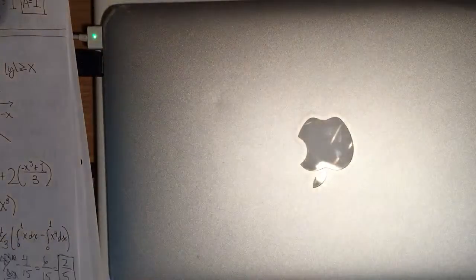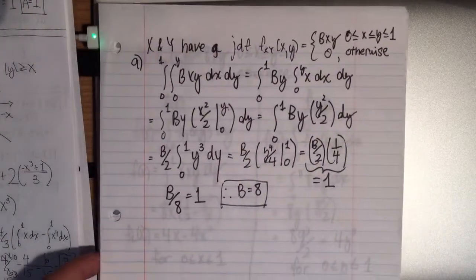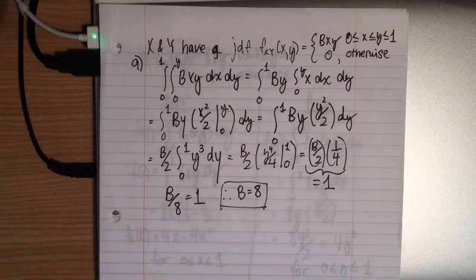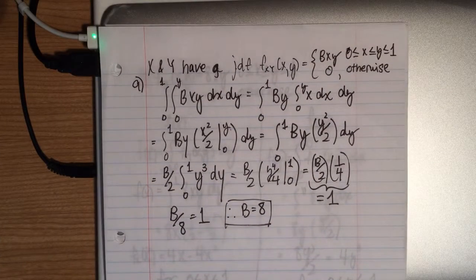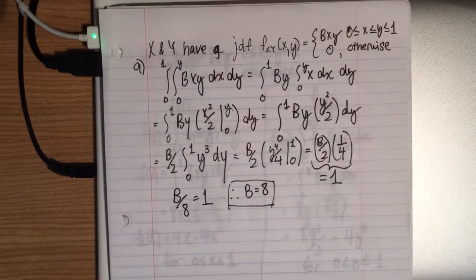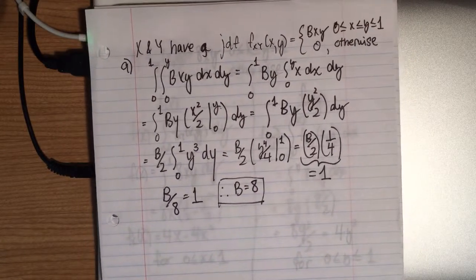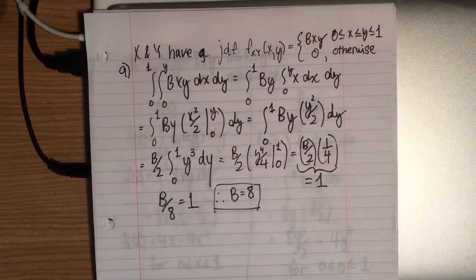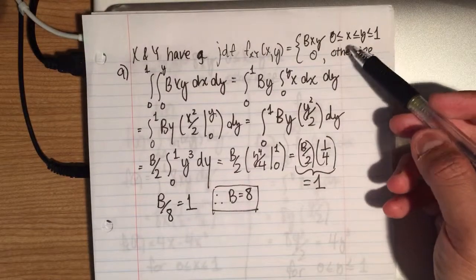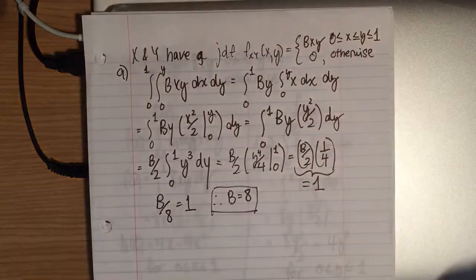Hey, so I am showing you all how to do problem number 1 on homework 6. So you have x and y and they have a joint density function f(x, y) equals bxy, for 0 less than or equal to x less than or equal to y less than or equal to 1.